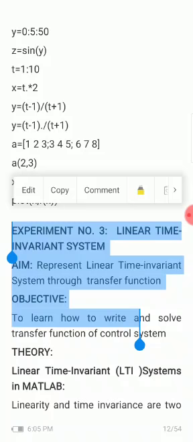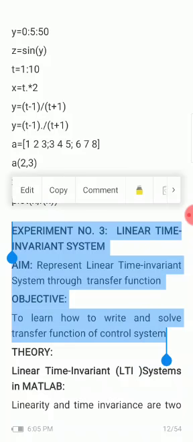Aim of this experiment is to represent linear time invariant system through the transfer function. Objective of this experiment is to learn how to write and solve transfer function of a control system in MATLAB.